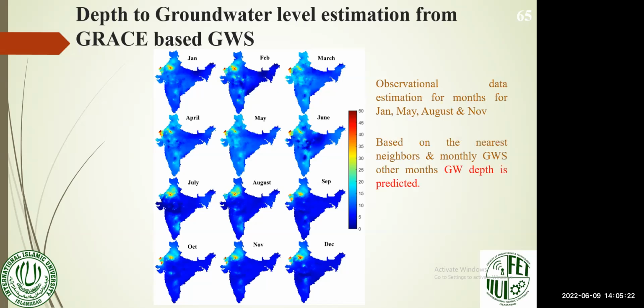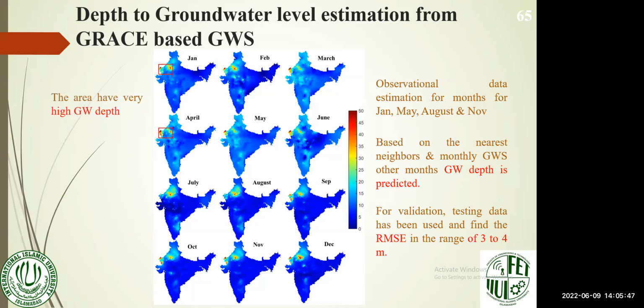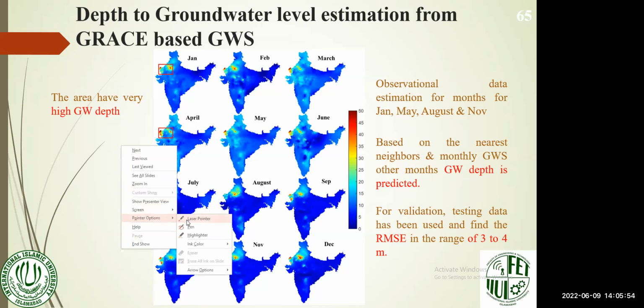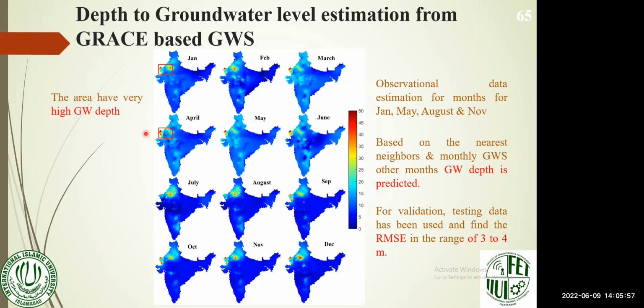We have the observation data for 4 months a year, that is January, May, August, and November. And based on the nearest neighbor and monthly GWS for other months, GW depth is predicted. For the validation, testing data has been used and we find that the root mean square error is in the range of 3 to 4 meters. This area has a very high depth as compared to this one. Like we can see here, very high groundwater depth, and then the seasonal recharge is also there for the area.